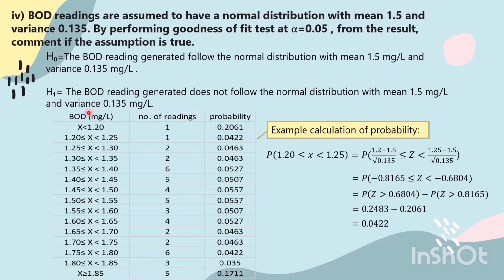Then, I divided the 50 data generated into 15 different groups with a range of 0.05 each. Then, we can proceed to calculate the probability by using the normal distribution. Here is the example for x ranging from 1.2 to 1.25, and the probability is equal to 0.0422.